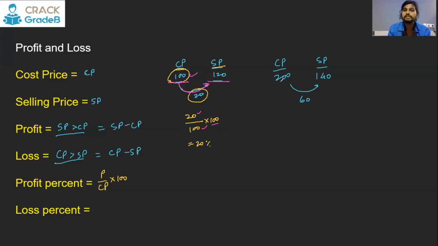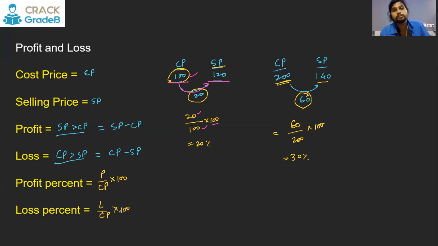Similarly, the loss percent is like the percent decrease, because loss percent is the loss, which is 60 in this case, as a percent of your cost price. So when you calculate 60 is what percent of 200, that is called the loss percent. Easily, that is going to be 30%. So there is a 30% loss. So loss upon cost price into 100 is what loss percent is. Be it profit percent or loss percent, both are calculated as a percent of cost price only.